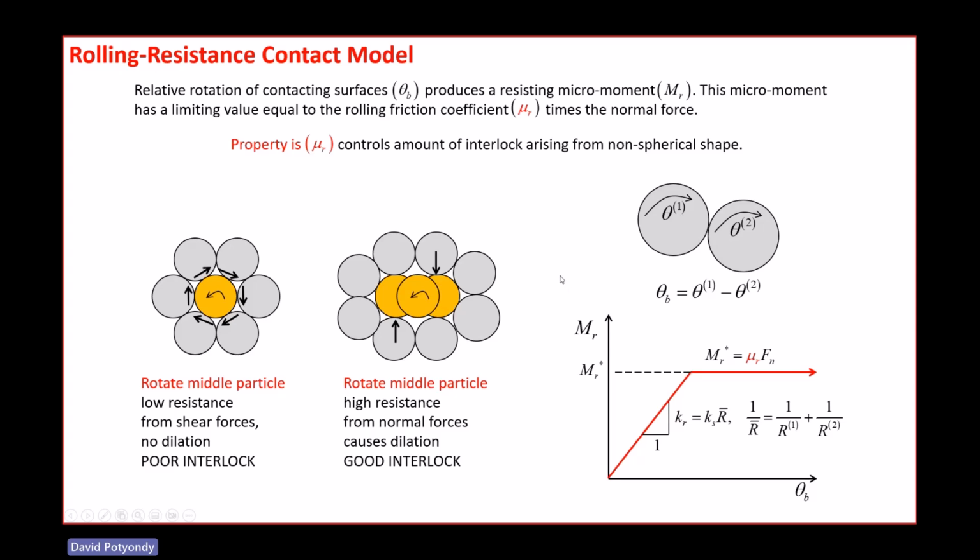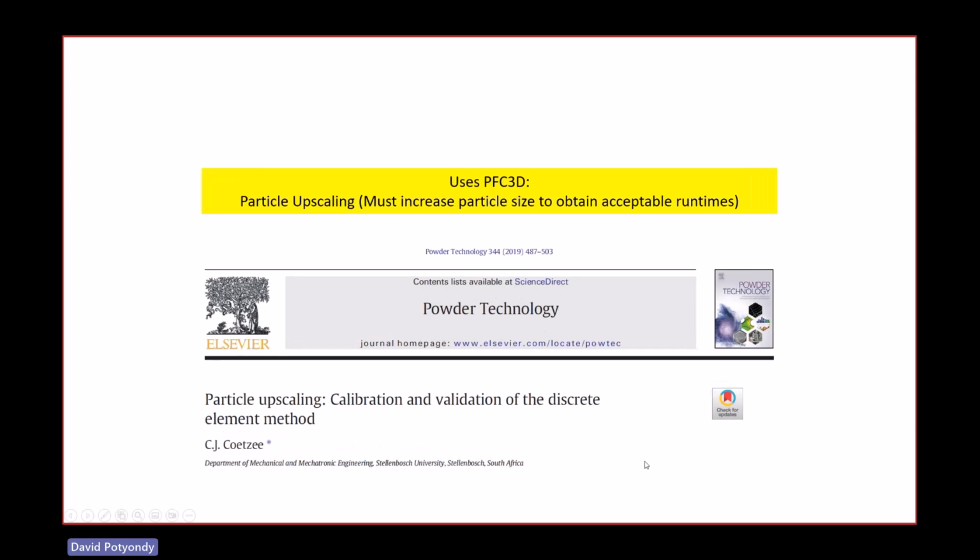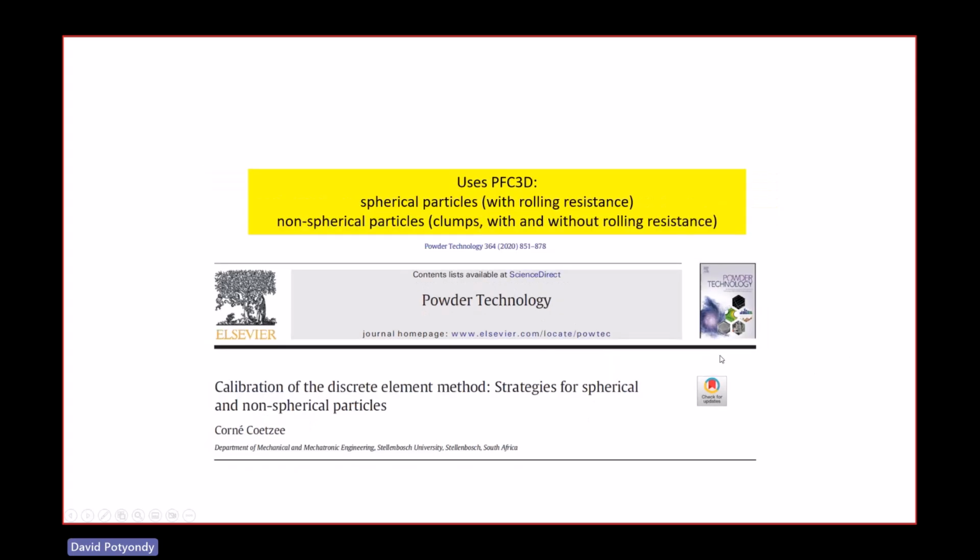When you do this model, it actually behaves amazingly well. I'm going to show you a few slides that show this. These are slides of work that's been done by Professor Corne Coetzee in South Africa. He's also been working with ITASCA for a number of years, and he's done a lot of work with PFC 3D. He's done work with spherical particles, with rolling resistance, and then with clumps, with and without rolling resistance. And this is the paper we want to talk about.